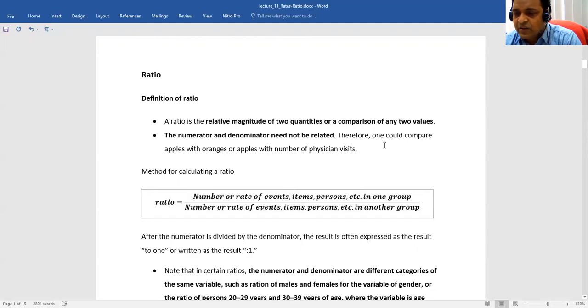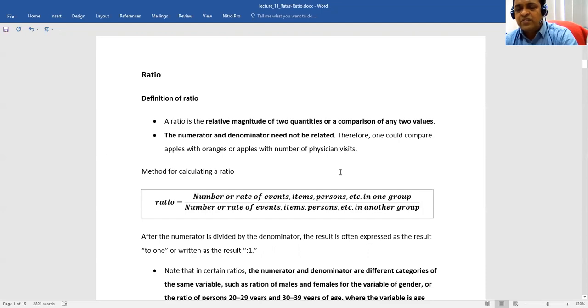When they are not related, we can say the ratio of apples or oranges to the number of physicians, the ratio of oranges to the patients, or the ratio of the beds to the total number of patients. They are completely two different variables. So we can compare two different variables by the ratio.